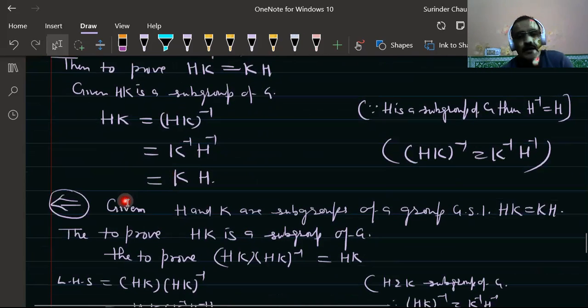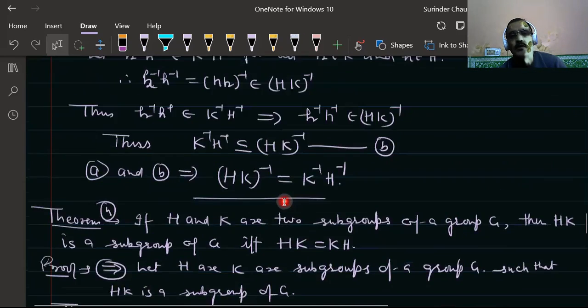Now, the sufficient part. Given HK is a subset of group G such that HK equals KH, our aim is to show HK is a subgroup of G. What is to prove? For HK to be a subgroup of G, we have to prove that (HK)⁻¹ is equal to HK.